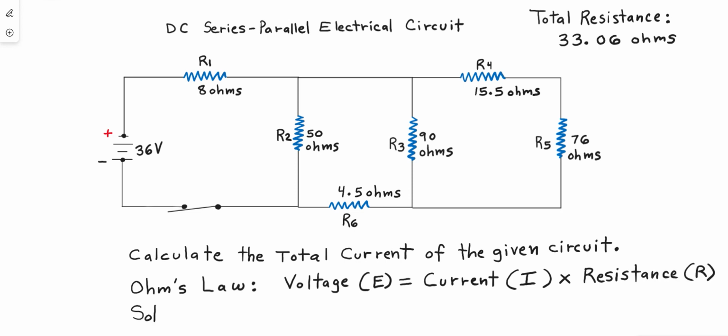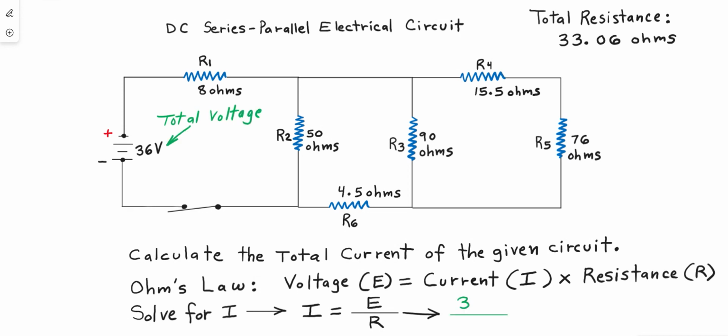So all we need to do is just solve for I. So we would just simply divide the voltage into the resistance to solve for I. So we need to focus on the total voltage in this case, so 36 volts, then divided into the total resistance of the circuit.